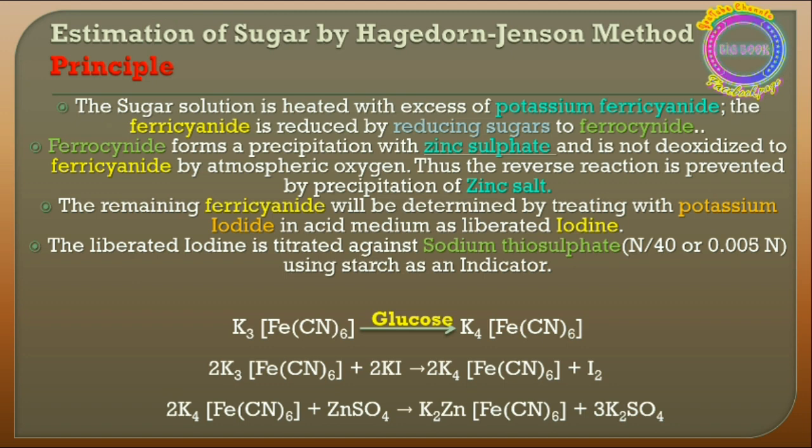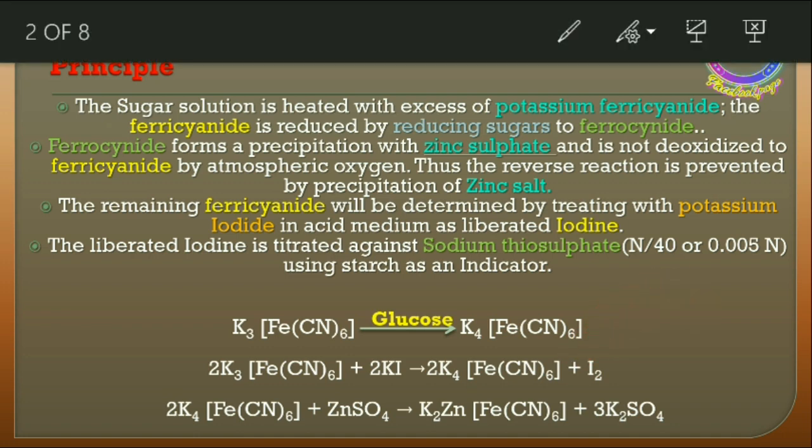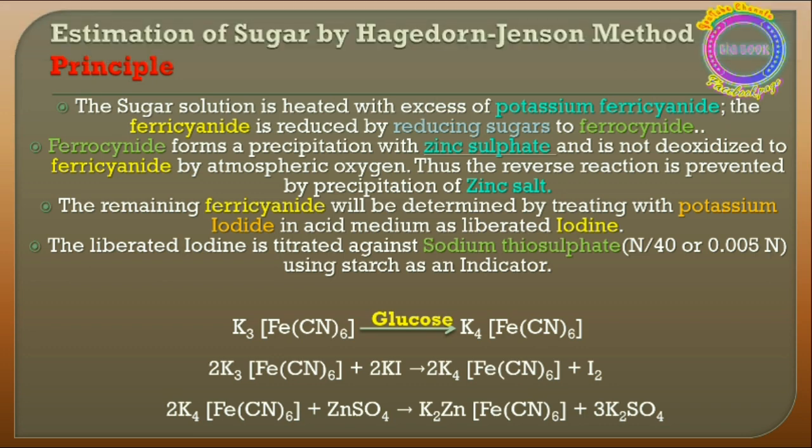reactions. Here the first reaction, or chemical equation, is potassium ferricyanide being reduced by the glucose to potassium ferrocyanide. In the next equation, the remaining potassium ferricyanide reacts with the potassium iodide, giving rise to potassium ferrocyanide and iodine. This liberated iodine we further treat with sodium thiosulfate with the help of the starch indicator, and we get the particular estimation.